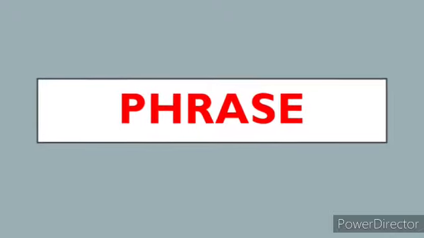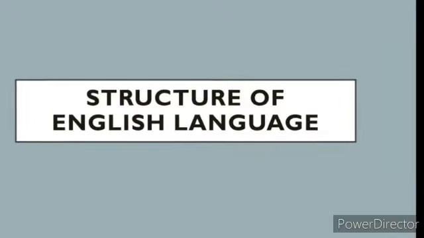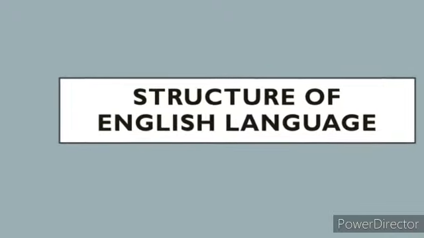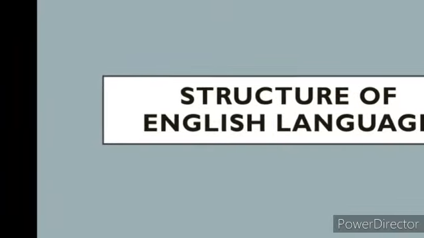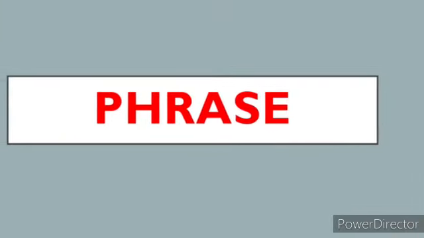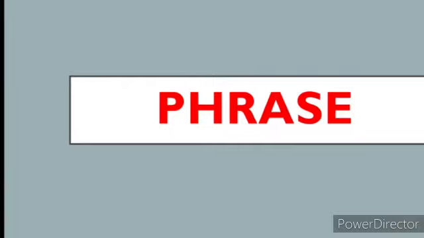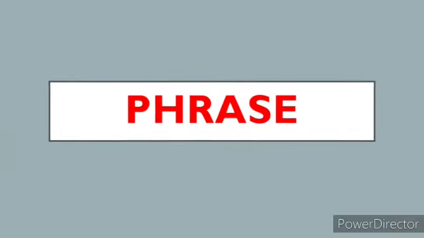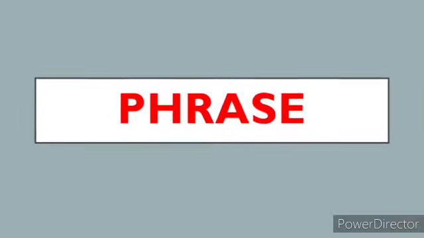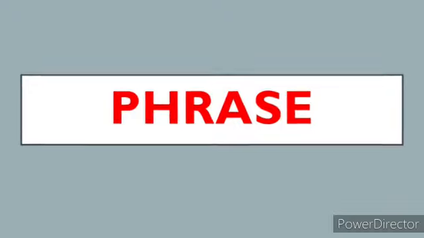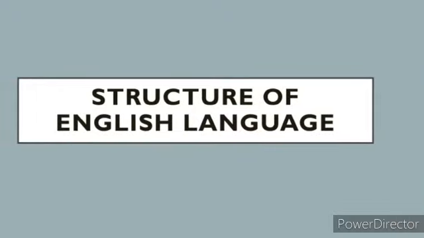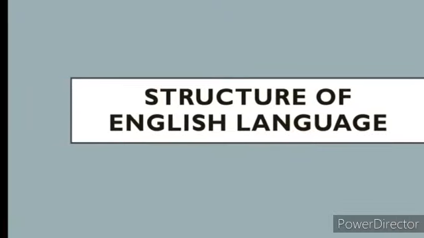Since English is an agglutinative language, words must be in proper place in a phrase. If the order is changed, its meaning will change or will not carry any meaning at all. In English language, there are 5 kinds of phrase: noun phrase, verb phrase, adjective phrase, adverbial phrase, and prepositional phrase.